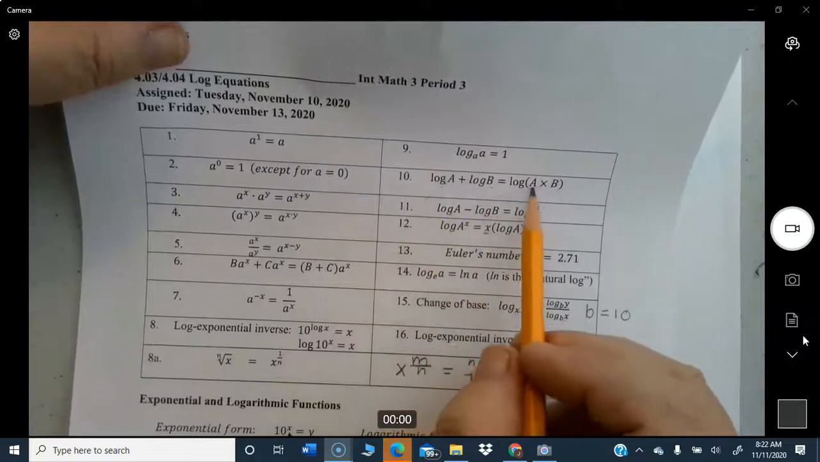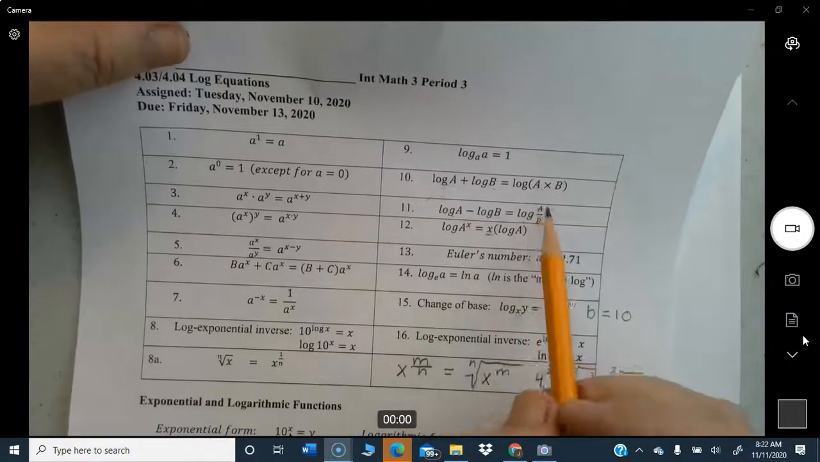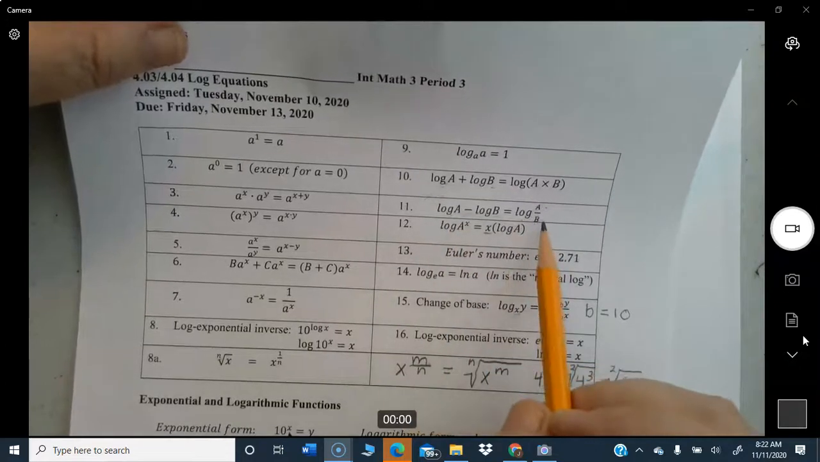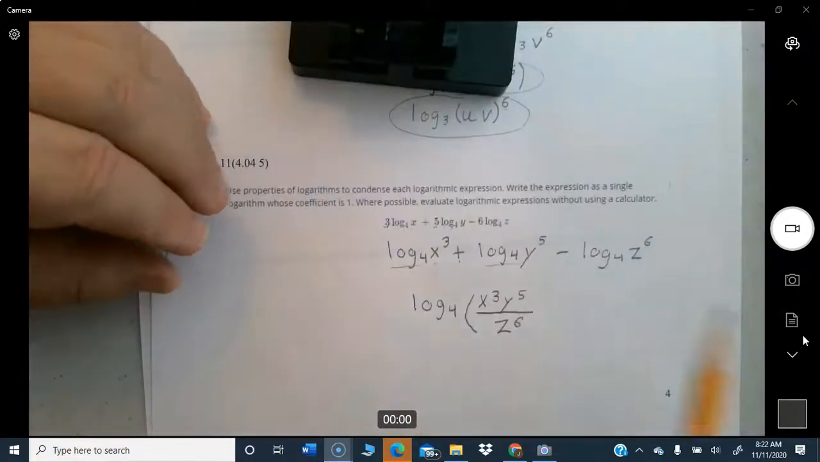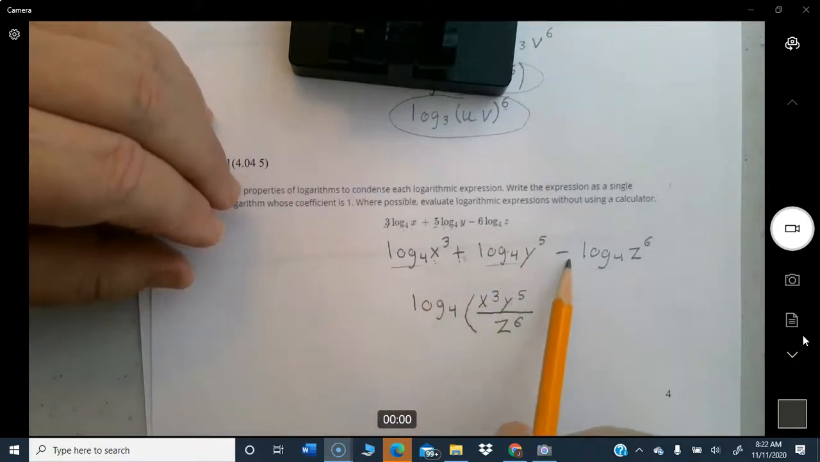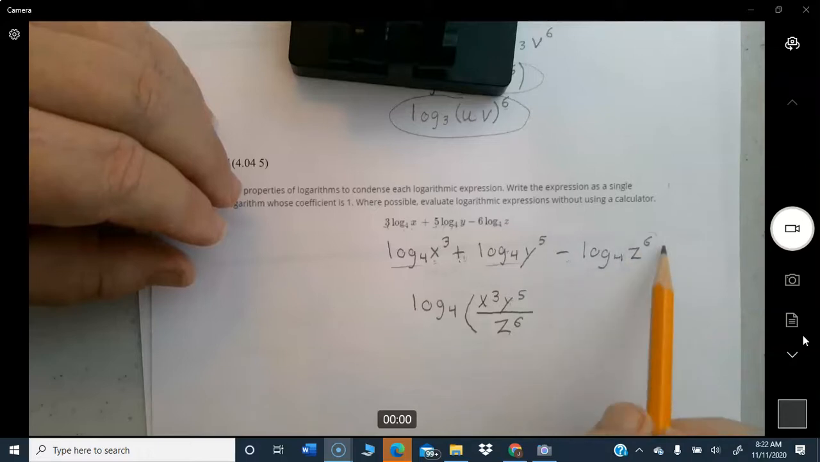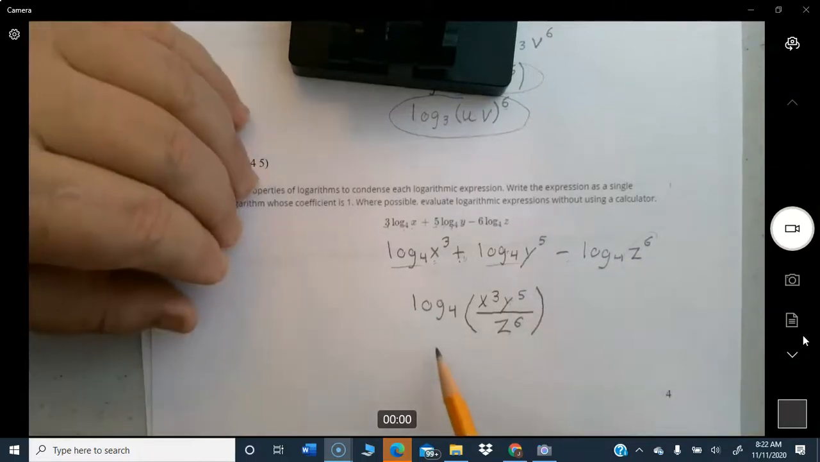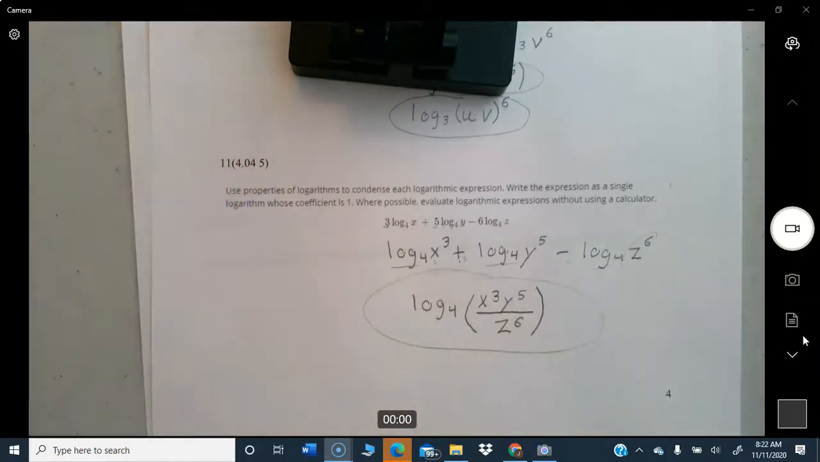You're doing plus, this gives you a times, and when it's division, when it's a minus, excuse me, it gives you a division. So these two were pluses, so that gives us times these, and this one is a minus, that gives us a divided by this. And there you go, and there's nothing else you can factor out of that, so that's your final answer.